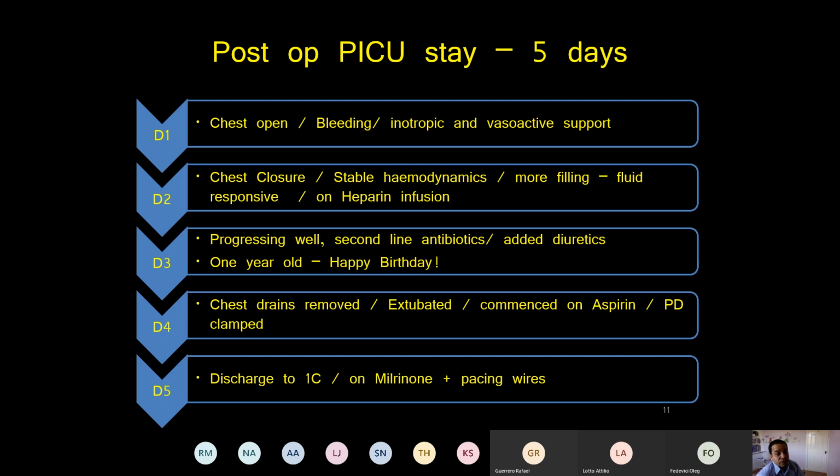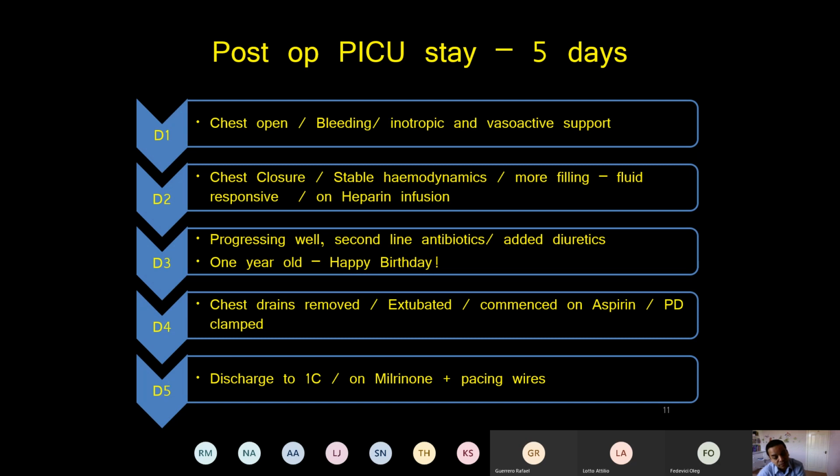She came with the chest open. The standard post-operative issue will be bleeding: cyanotic patients have impaired platelet function, pre-operative antiplatelet agents, and hypoxia that can lead to more bleeding. So cyanotic patients are always predisposed to bleeding, which is a standard thing, and you need to work around it. Initial stabilization was with inotropic vasoactive support. Day 2, pretty good, steady, chest closure. This was a planned chest closure, not delayed. Stable hemodynamics and fluid responsive.